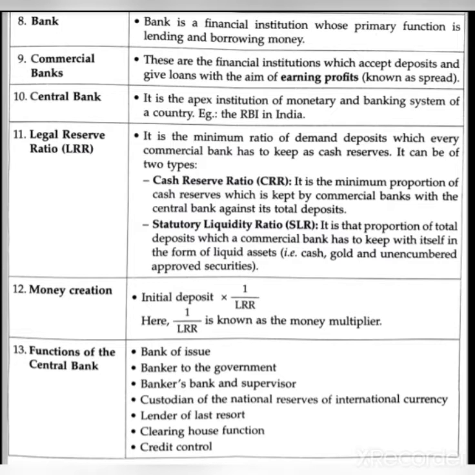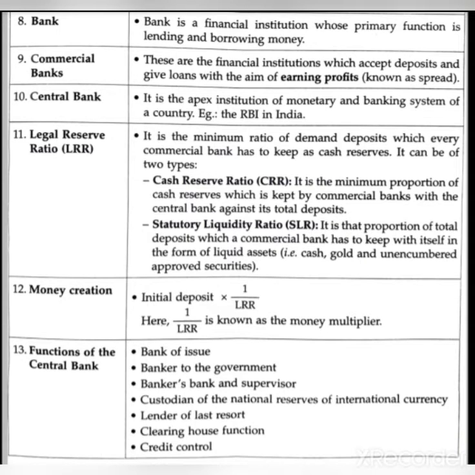Central bank is the apex institution. Apex institution means it is the main head of the banking and monetary system in any country. The central bank of any country is the apex bank which monitors, regulates and controls the financial and banking system entirely in the country. In India, the central bank is the Reserve Bank of India, in short RBI. In America, the central bank is the Federal Reserve Bank.